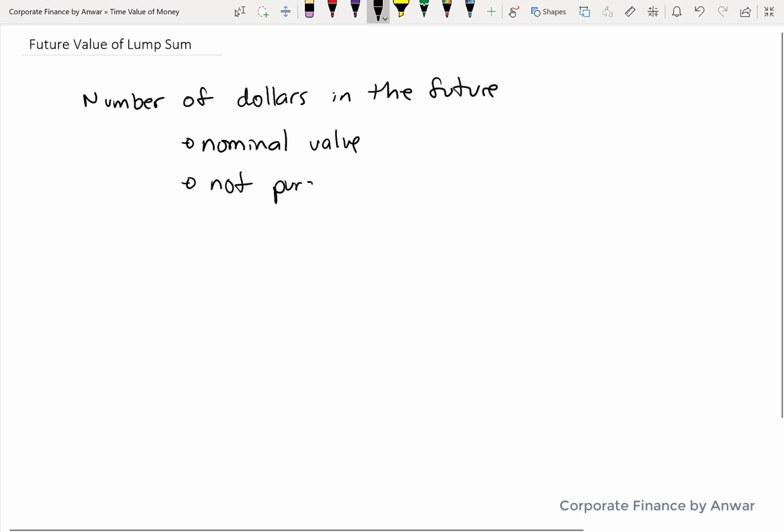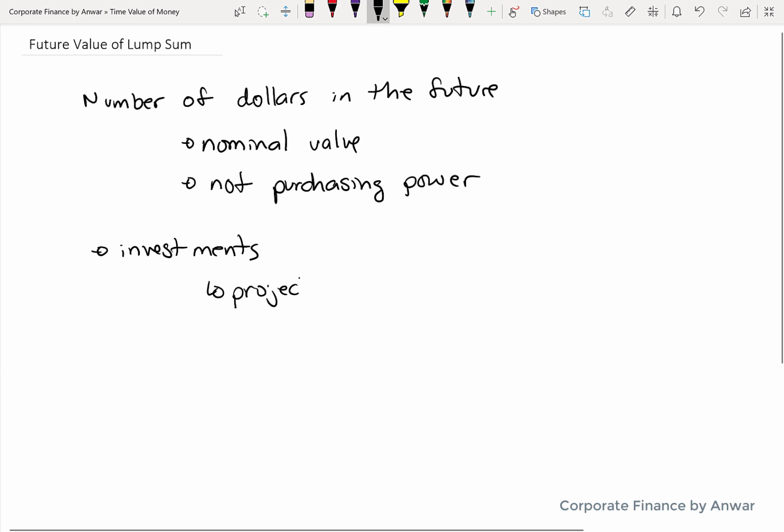The nominal number. So it doesn't have anything to do with the purchasing power that you'll have in the future, but more what would be the value of your investment at that time. So it's a useful thing to know. It helps you do your investment planning, retirement planning, all that kind of stuff.